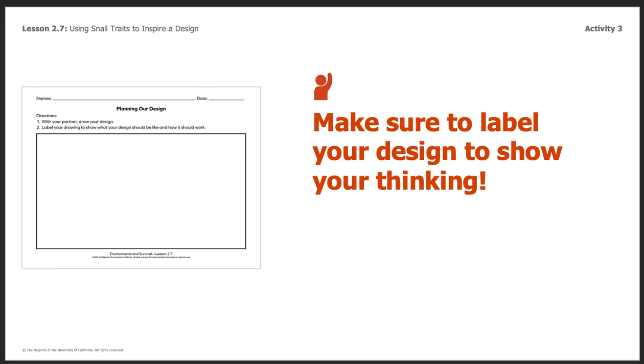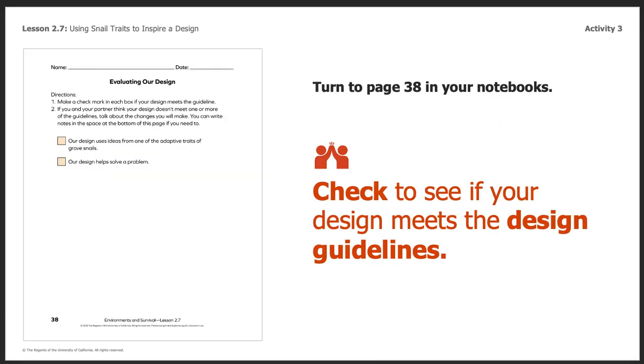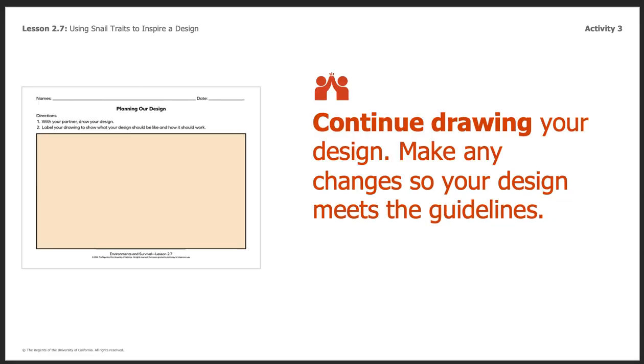Because you won't be there for your teacher to ask you questions, you want to make sure that it's clear. You're going to draw your design, and then you're going to check to see if your design meets the design guidelines, which are also included in your team's assignment. Your design should use ideas from the adaptive traits of grove snails, and your design should help solve a problem. You're going to continue drawing your design, and you're going to make any changes so your design meets the guidelines.